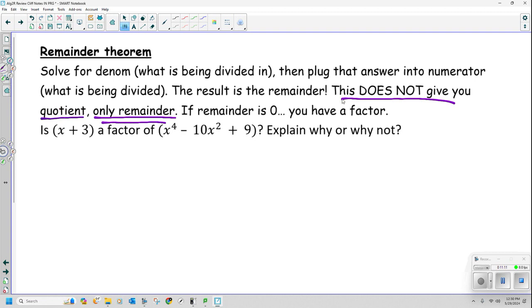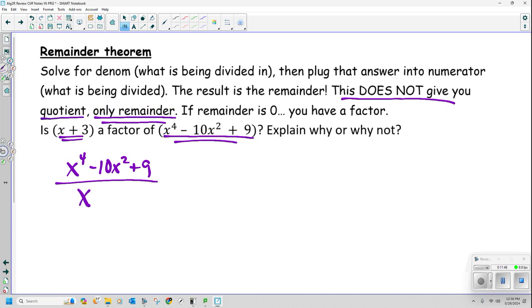I really should have used the previous problem because we know the remainder should have been negative 34. But here's the thing. If the remainder is 0, then you have a factor. If you have a number, okay, 5, that goes into a bigger number evenly, it goes in 4, and there's a remainder of 0. If the remainder is 0, this is a factor. 5 is a factor of 20. So if they ask you, is x plus 3 a factor of this? You really, some people still like to divide it in.